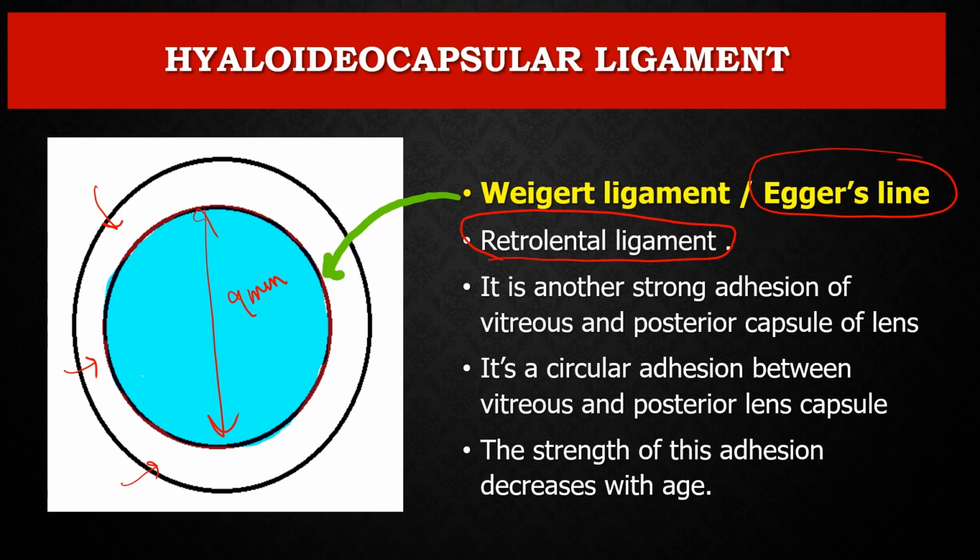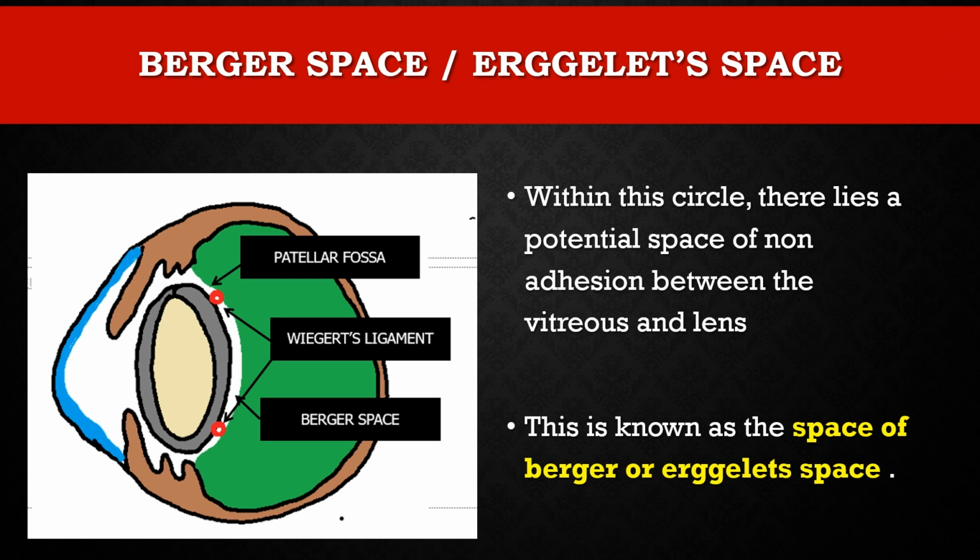Now, another important point I want to tell you is that there will be a space formed between the Weigert ligament and the posterior lens capsule, and that space is known as the Berger's space or the Erggelet's space.